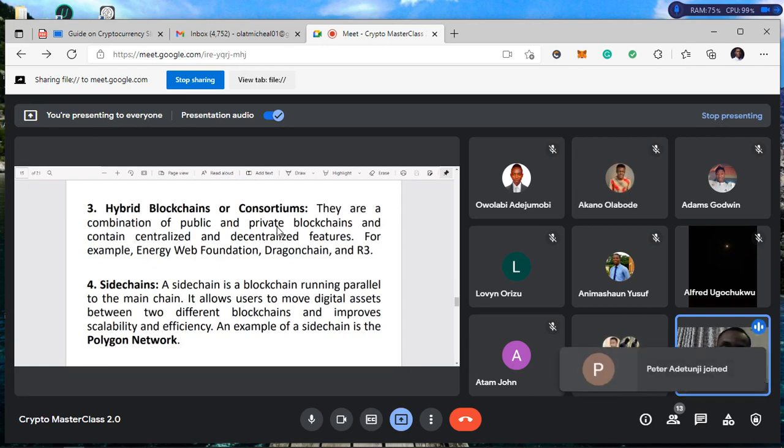Now it allows users to move assets. This allows users to move digital assets between two different blockchains and improve scalability and efficiency. An example of a sidechain is the Polygon network. The Polygon network, which uses Matic as its coin to run, is actually a sidechain of Ethereum. That's why we notice Polygon and Ethereum are always together.